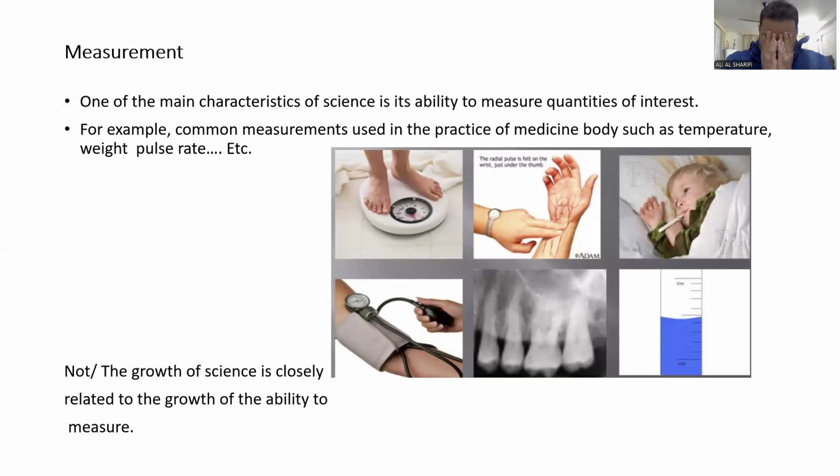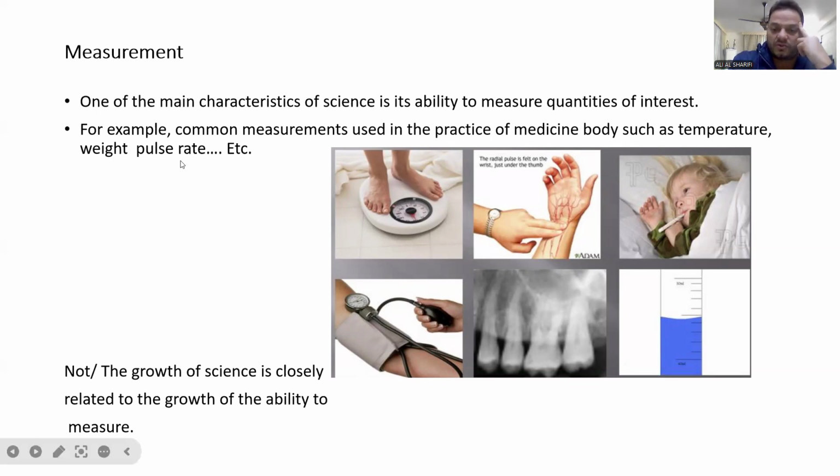At first, let me give a general idea about these tools, these measurements. One of the main characteristics of science is its ability to measure quantities of interest. Any science focused on a specific area can develop more if we can develop better measurement tools or ways. For example, common measurements used in the practice of medicine are body temperature, weight, heart rate, and others.